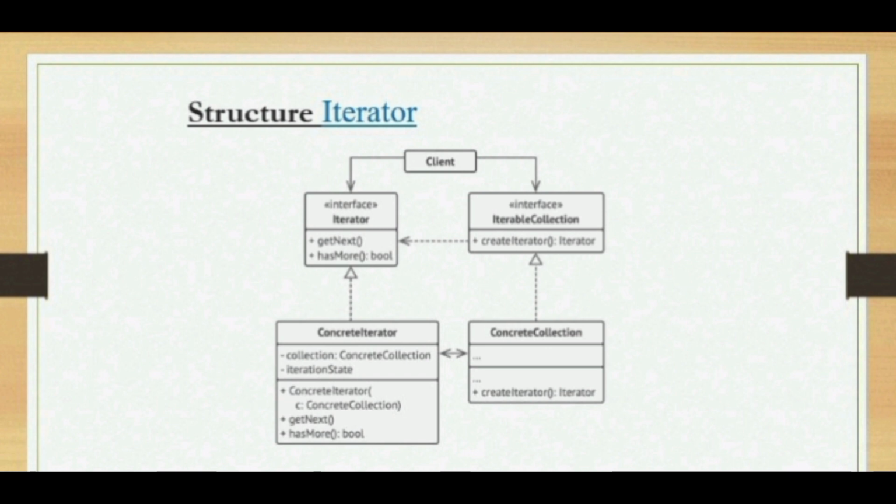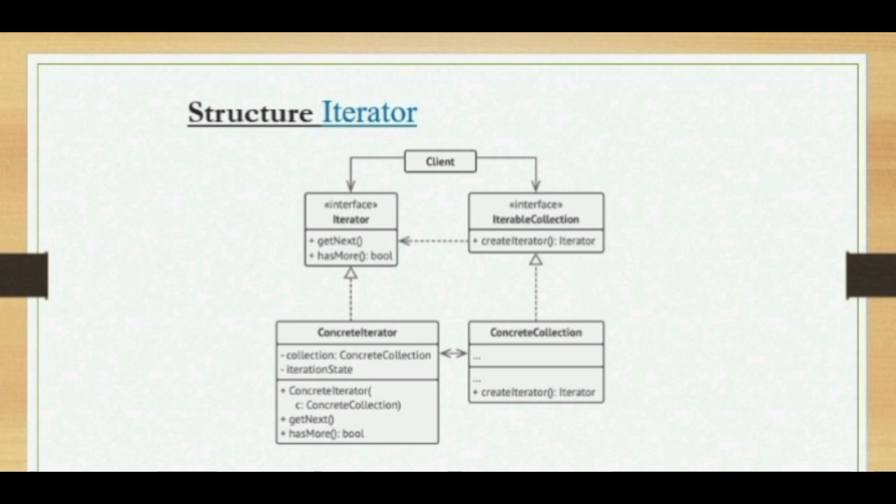The third component is the iterable collection interface. This interface defines a method for creating an iterator object. It typically includes a createIterator function. This method returns an instance of an iterator for the collection.